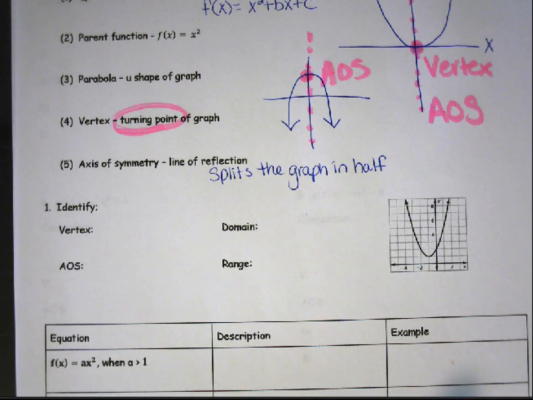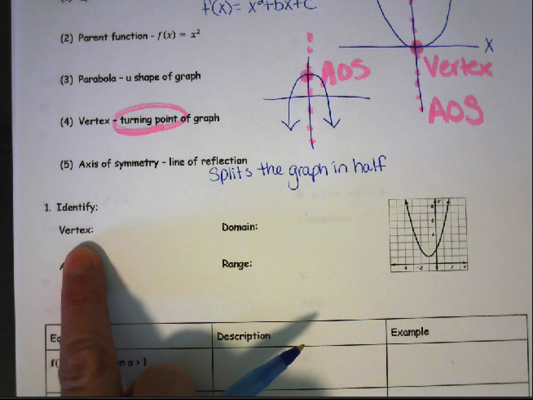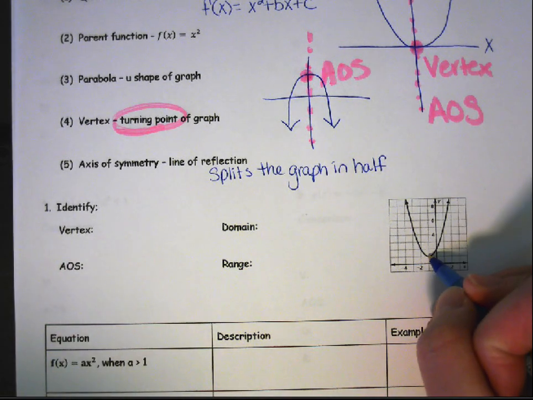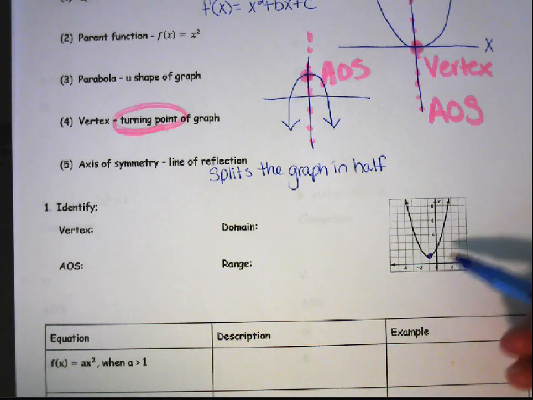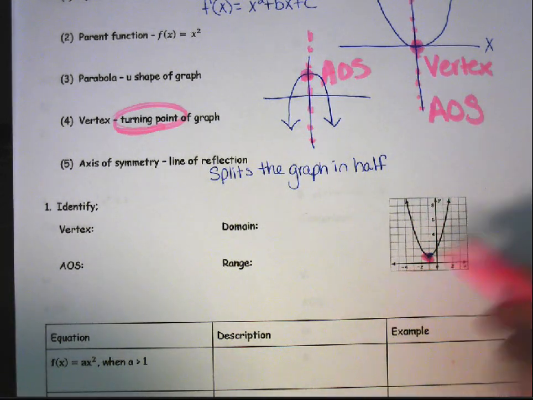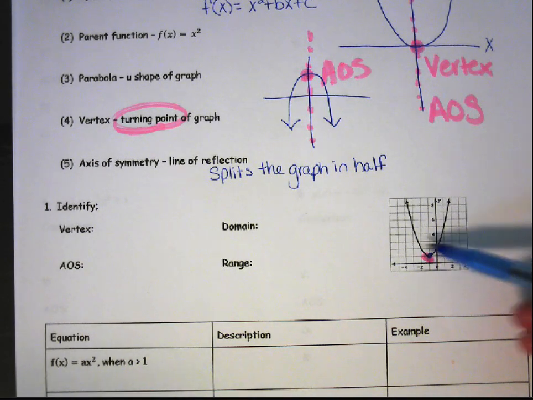So on this first example, they're giving you the picture already drawn. And so they just want you to go through and identify these 4 pieces. So notice there's our vertex. If we look at this parabola, the vertex is the turning point. So this point right here, let me just highlight it so you can see it. We just have to give the ordered pair for this coordinate.